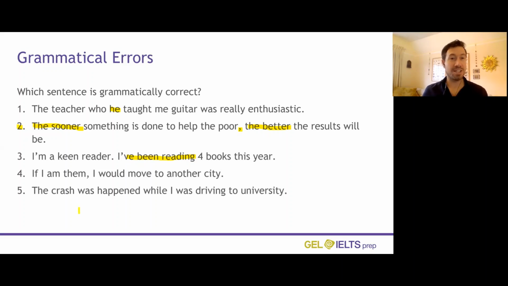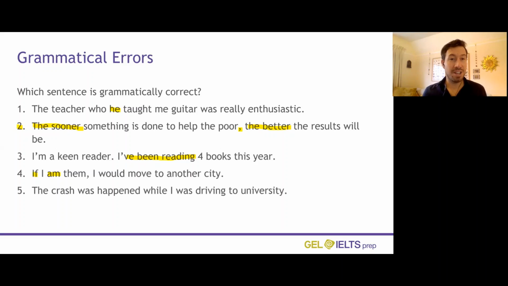So that's not correct. Number 4, if I am them, I would move to another city. Well, this is a conditional. Now, this is an imaginary conditional. So we need to put here, instead of am, we need to change it to was. If I was them, or if I were them, both of those would be correct. And then that would make it a correct sentence. If I were them, I would move to another city. And that's a second conditional.